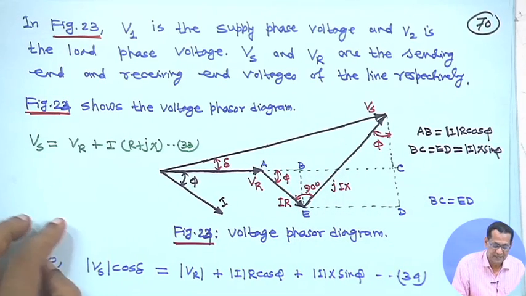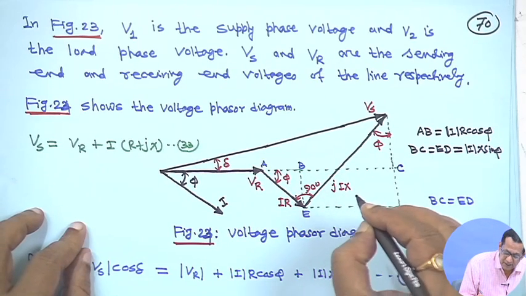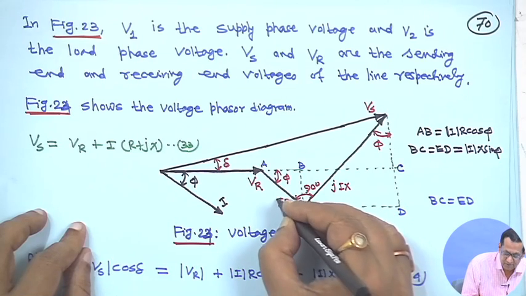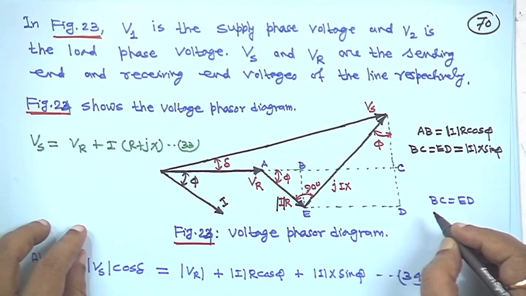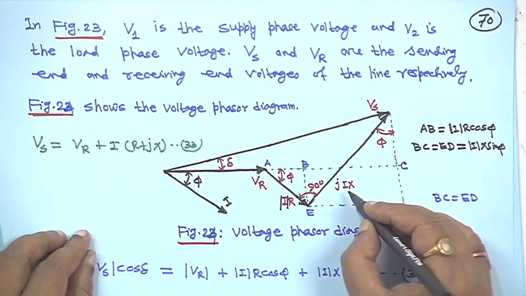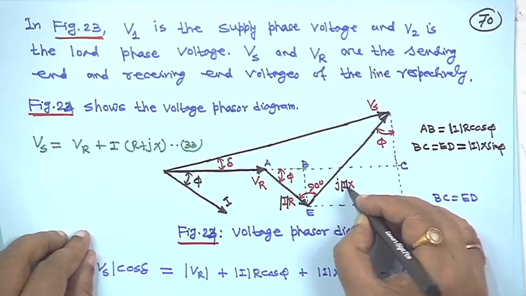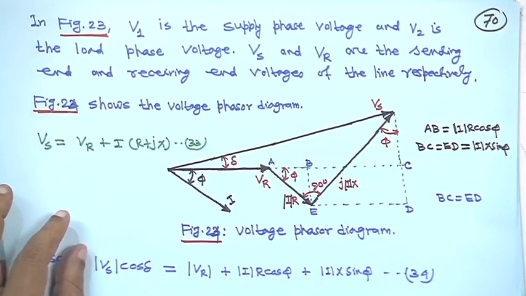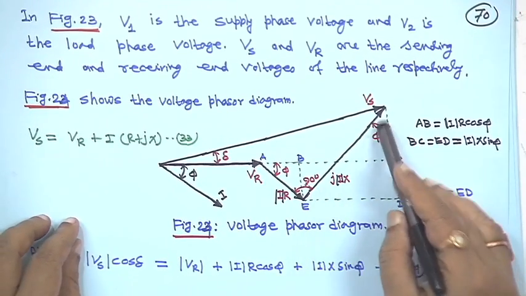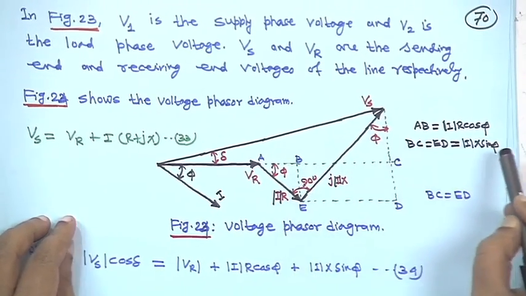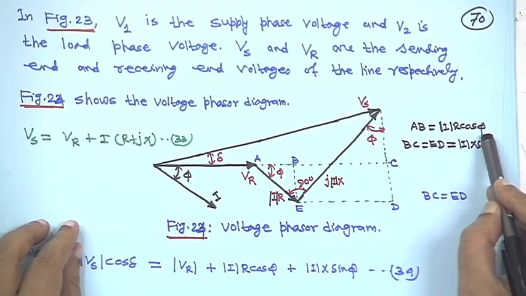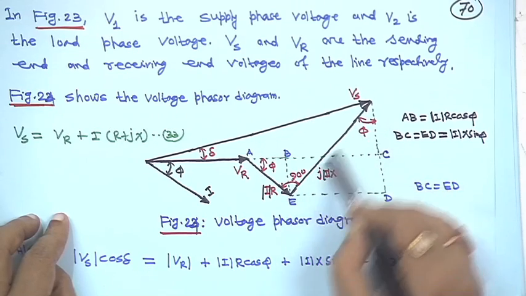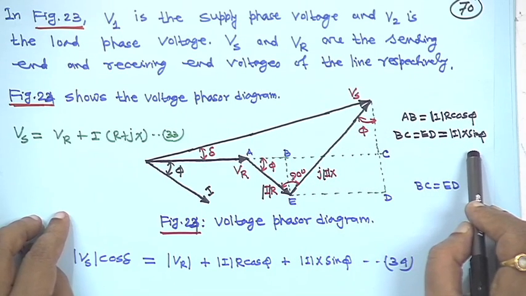So, I R cos phi, actually it is better if I put that IR as a magnitude, then things will be better. So, if I put magnitude IR, and on this side your JIX, if I put the magnitude I into that JX. So, that way AB is equal to magnitude IR cos phi, and similarly BC is equal to ED, which is your IX sin phi.